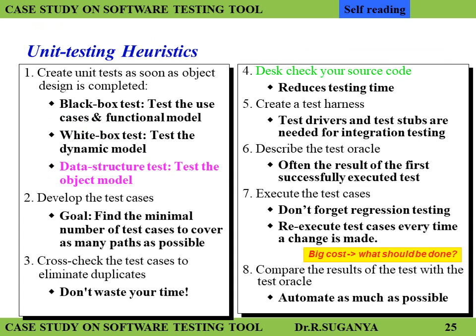And here we have the unit testing heuristics. Create unit tests as soon as object design is completed. Okay, so develop the test cases, cross check, desk check, create a test harness, describe the test oracle, execute the test case, and compare the result of the test with the test oracle.